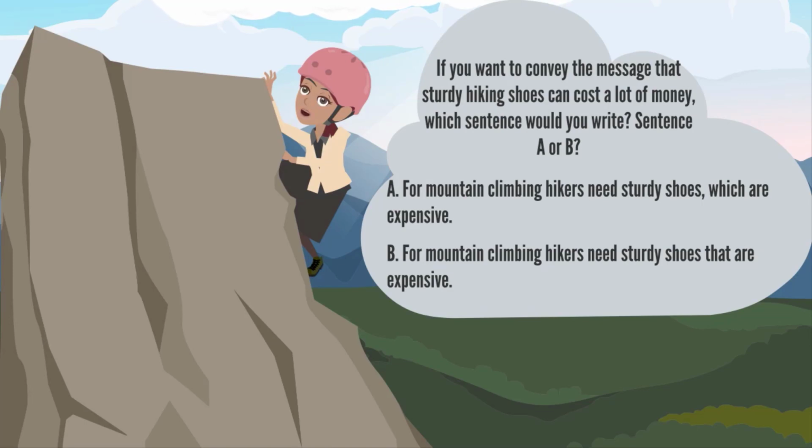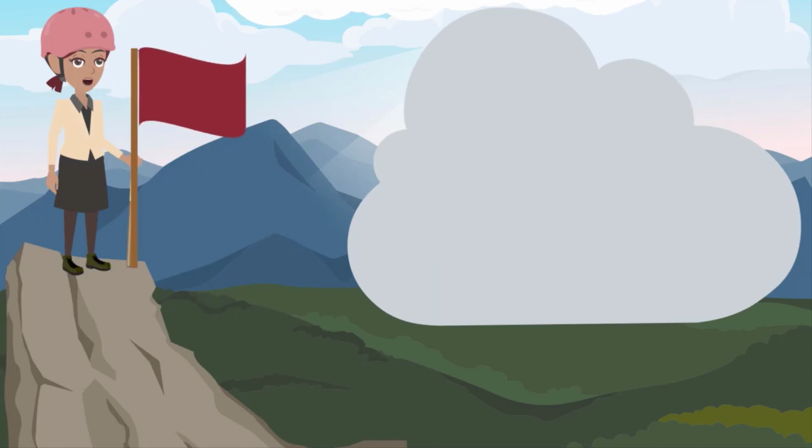If you chose sentence A, you're right. This sentence provides additional information that sturdy hiking shoes can be expensive. Sentence B conveys a different meaning, that hikers not only need sturdy shoes, but also ones that are expensive. No discount deals here.